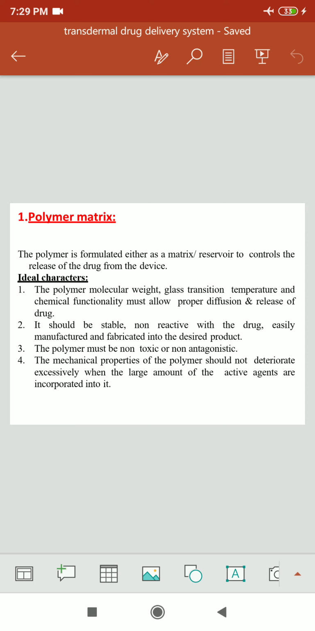Starting with the polymer matrix, here polymers are used. A matrix or reservoir control system releases the drug from the device. Now, ideally, which kind of polymer is used here? A polymer with low molecular weight and a suitable glass transition temperature, which must diffuse properly and release the drug. Next, they are stable and non-reactive with the drug. They are easily manufactured and fabricated into the desired product. They are non-toxic, and the mechanical property of the polymer should not deteriorate when a larger amount of the active agent is incorporated into it.